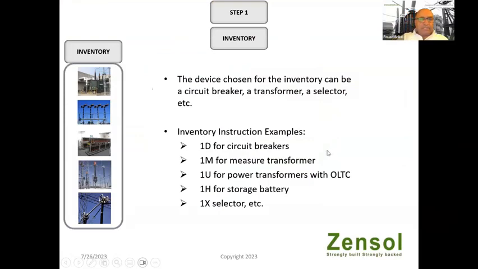So first step, the inventory. The device chosen for the inventory can be a circuit breaker, a transformer, a selector. Inventory instructions examples. Here it's for Hydro-Quebec what they use: 1D for circuit breakers, 1M for measure transformer, 1U for power transformers with OLTC, 1H for storage battery, 1X for selector.